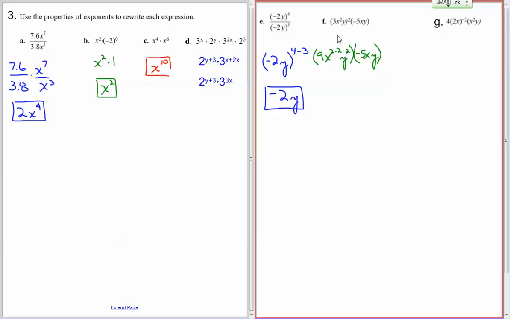All right. On f, we're doing 3 squared, x squared, squared, and y squared. Everything in these parentheses is being squared. So 3 squared is 9, x squared squared, you multiply the powers, and y squared is obviously y squared. So x squared squared is x to the 4th. Then I can do the 9 times negative 5 is negative 45. X to the 4th times x is x to the 5th. And y squared times y is y cubed.